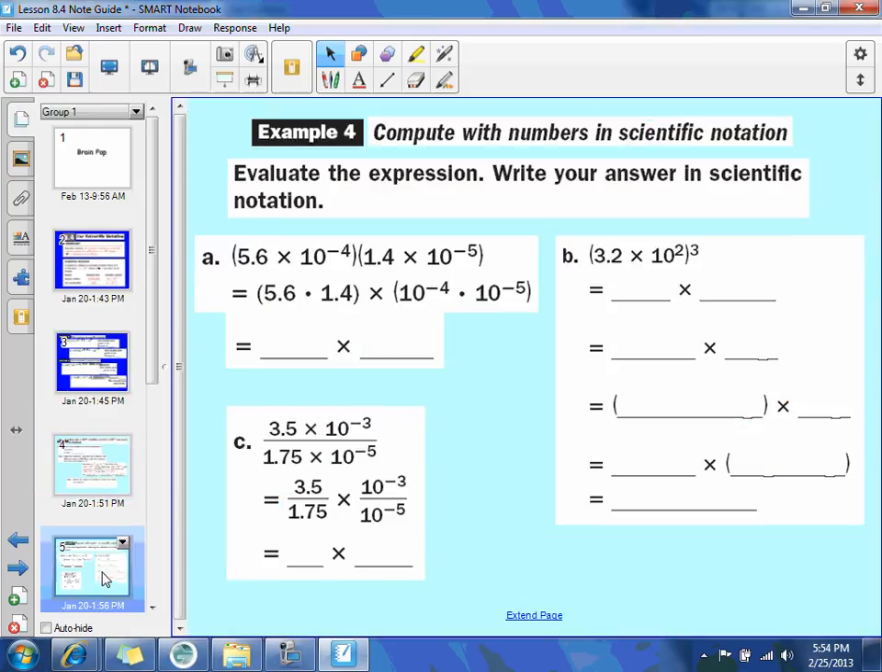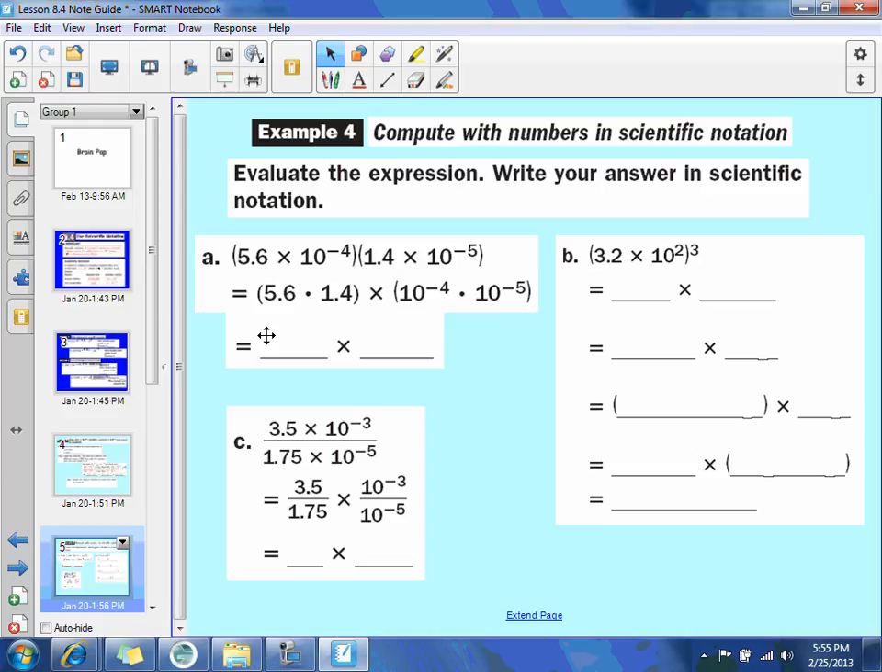The new part for you guys is going to be this example 4. Go ahead and skip the other stuff, multiplying and dividing and taking powers of all of this. This is just still one big multiplication problem. So 5.6 times 10 to the negative 4th times 1.4 times 10 to the negative 5th. They've reorganized it based on the commutative property. And all you've got to do is take 5.6 times 1.4.